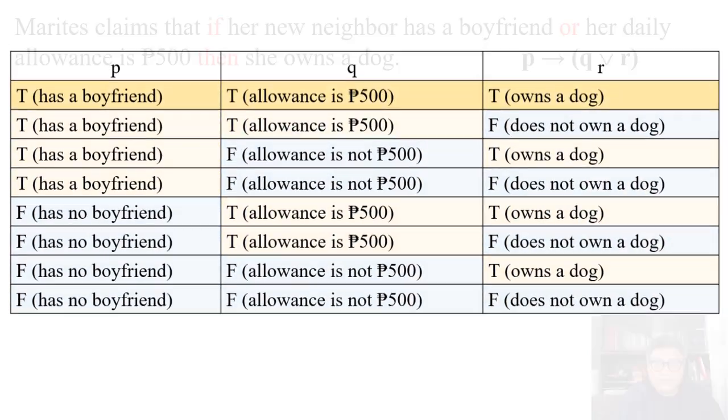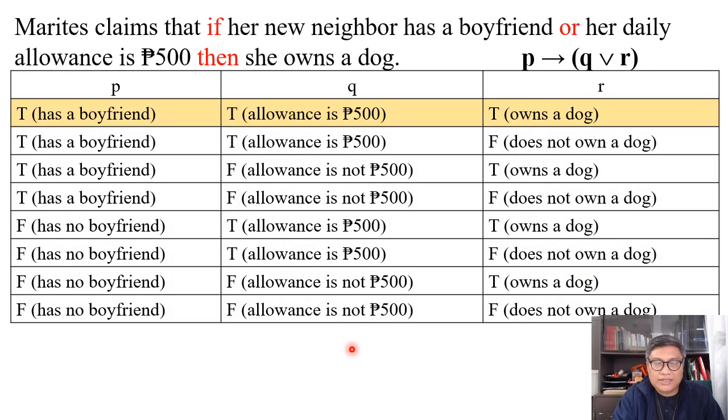Okay, now if this will be the case, Marites claims that if her new neighbor has a boyfriend or her daily allowance is 500, then she owns a dog. Now, if this is the compound statement, as I said, you can make your own letters to represent each statement. Then you are going to use the hierarchy of connectives. So which one should be done first based on the hierarchy? Because there we have the if-then statement, and we have the or.